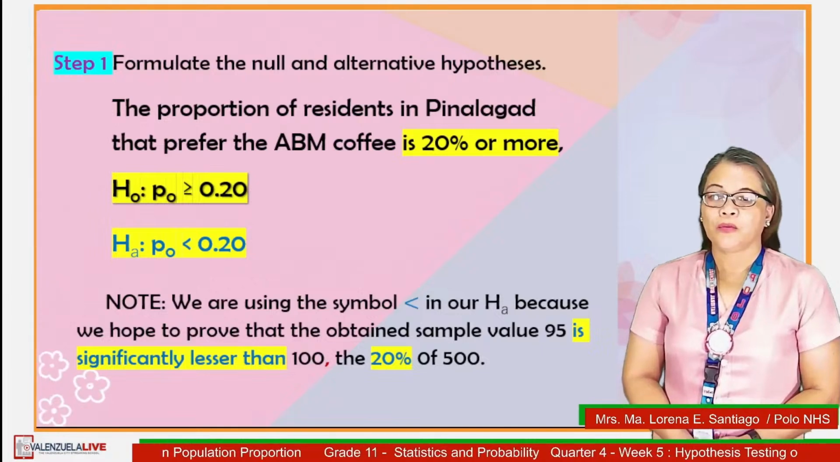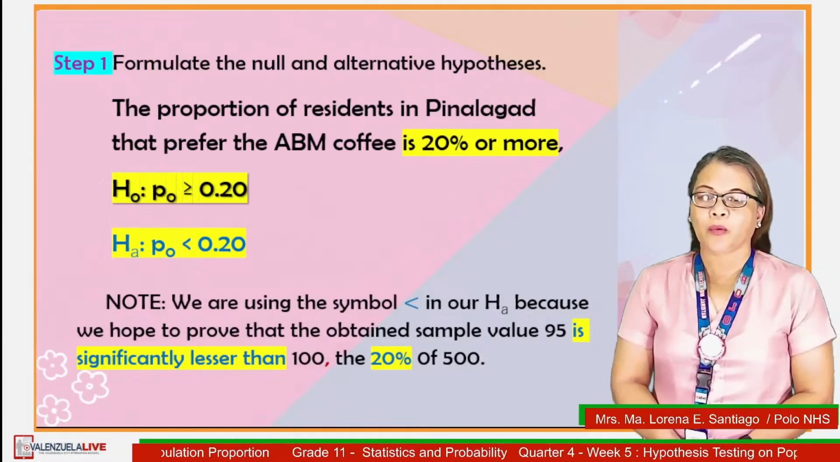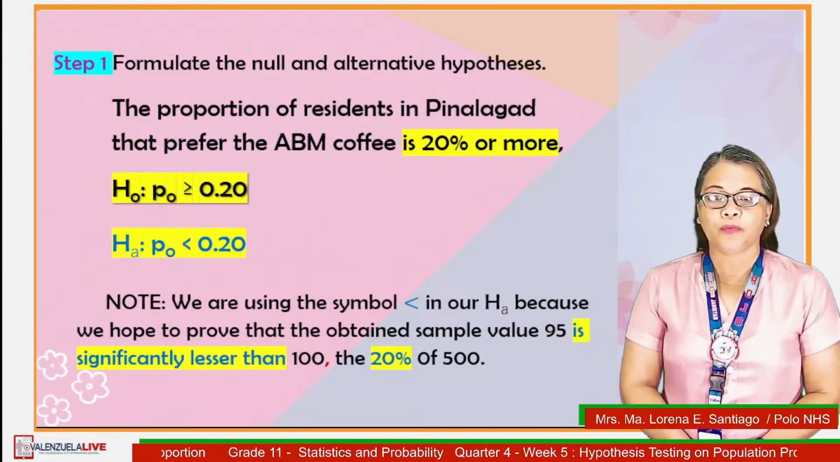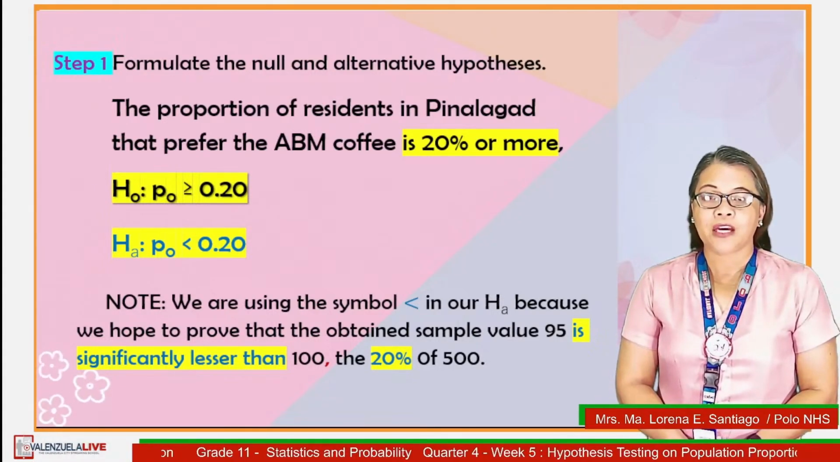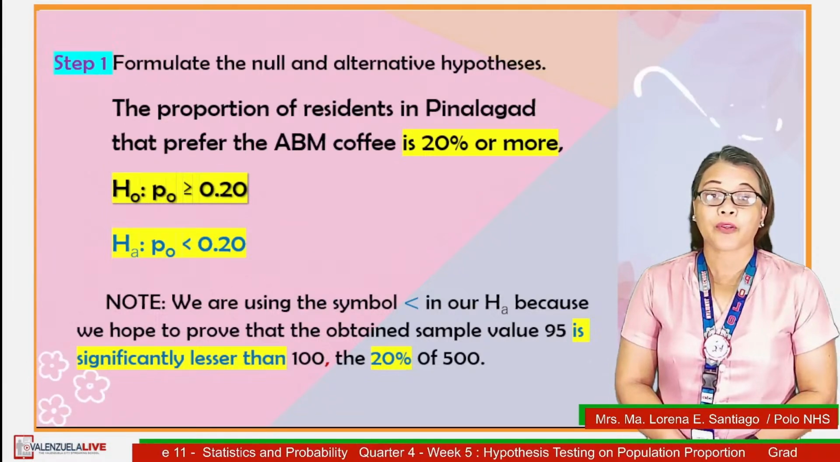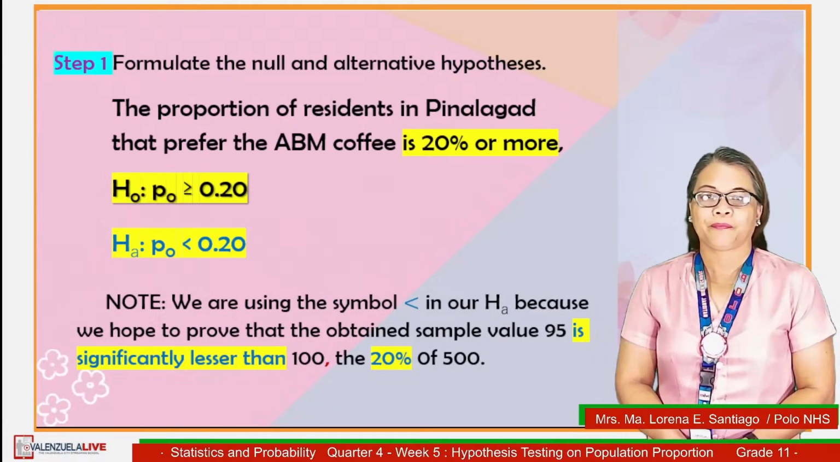Note that we are using the symbol less than in our alternative hypothesis because we hope to prove that the obtained sample value 95 is significantly lesser than 100. That is the 20% of 500.